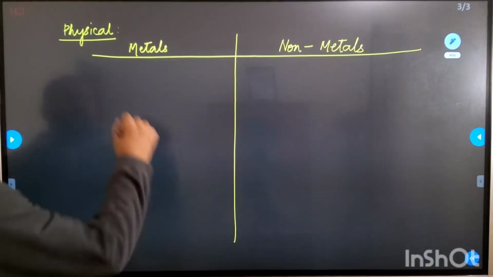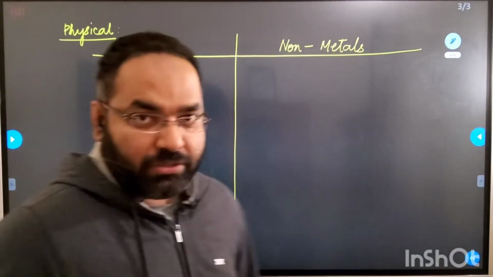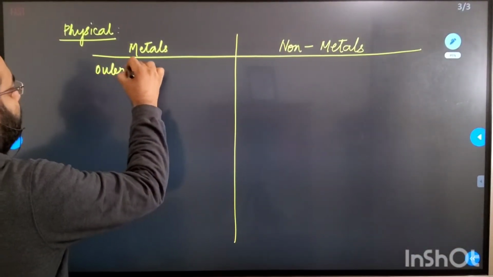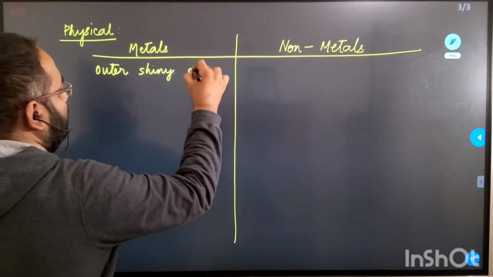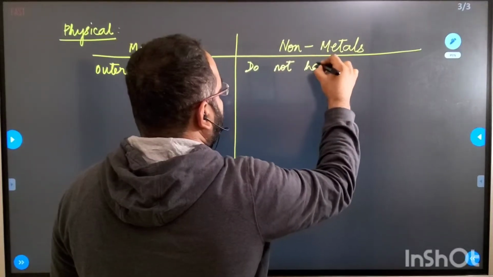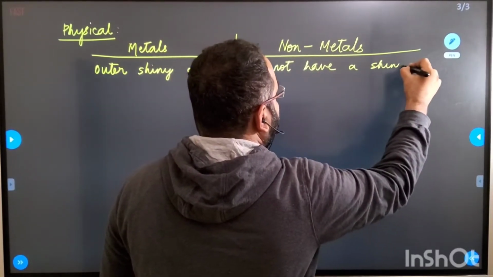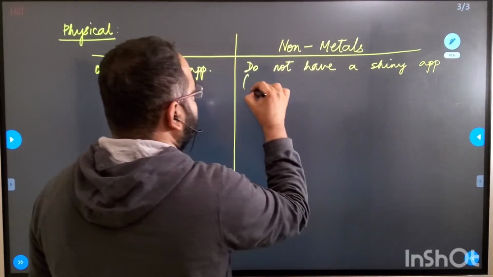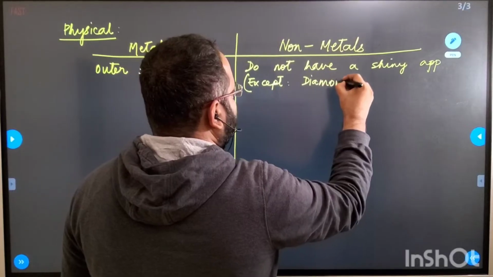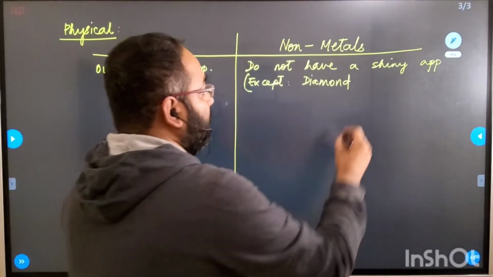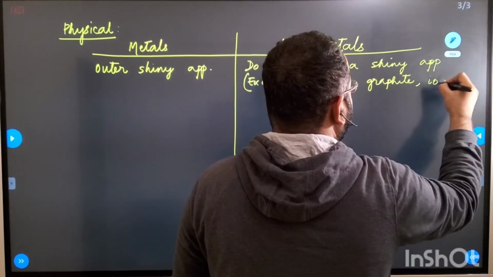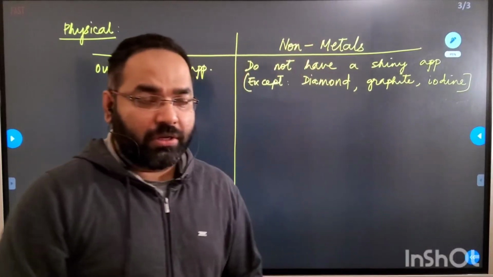The first thing is, let's talk about a property called luster. Luster basically means an outer shiny appearance. Metals generally have an outer shiny appearance, whereas non-metals generally do not have a shiny appearance. However, there are a few exceptions, and I'm going to put those exceptions here. Except diamond. Diamond, all of us know, shines. You can also think of graphite. Iodine as well has a lot of shine on its outer surface.